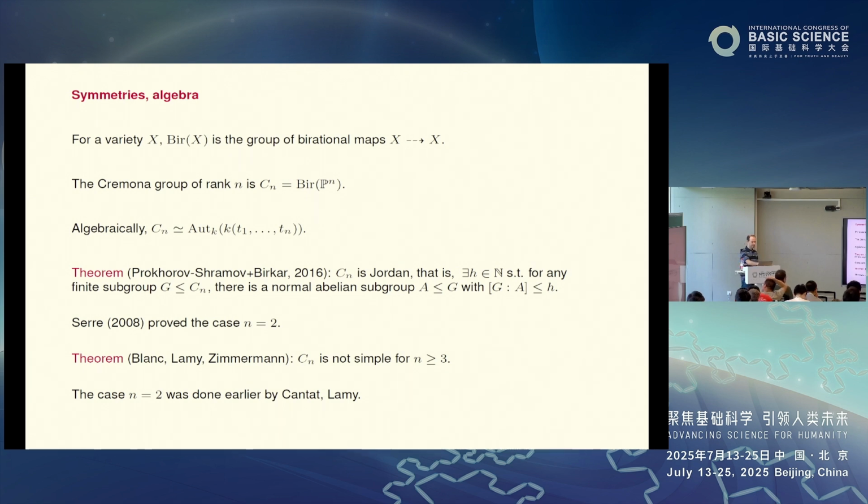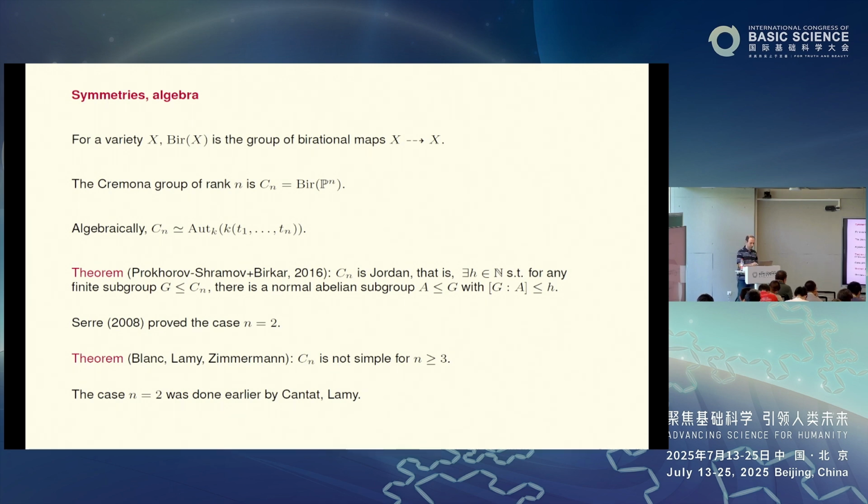Okay, so we can define this group also purely algebraically, even not talking about any geometry. It's just the set of all the automorphisms of a polynomial field given by n variables. You look at all the automorphisms of this field over the ground field, which is K. So to define it, you don't even need geometry. But in order to answer questions about these groups, usually you need some geometry.